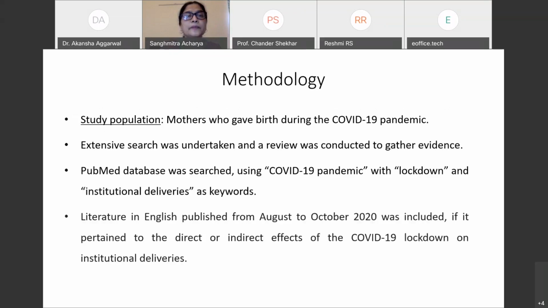An extensive search was done using the PubMed database. We used the key terms of COVID-19 pandemic with lockdown and institutional deliveries in different combinations for the search. If the literature was published from August to October 2020 in English, and pertained to the direct or indirect effects of lockdown on institutional deliveries, it was then reviewed.